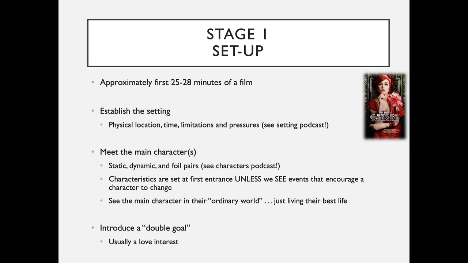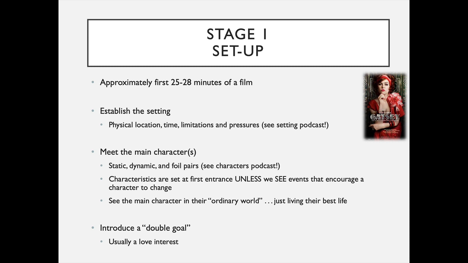We need to see where the action is taking place. We need to meet the dynamic characters. And just like in literature class, we're going to have static, dynamic, and foil pairs of characters. Cool thing about film is that characteristics of any character who comes on screen are set at that character's first entrance. So we are to assume that any character we see is who they are and how they are behaving, unless we see something that encourages them to change. So using that literary language, we are to assume that any character we see is static.